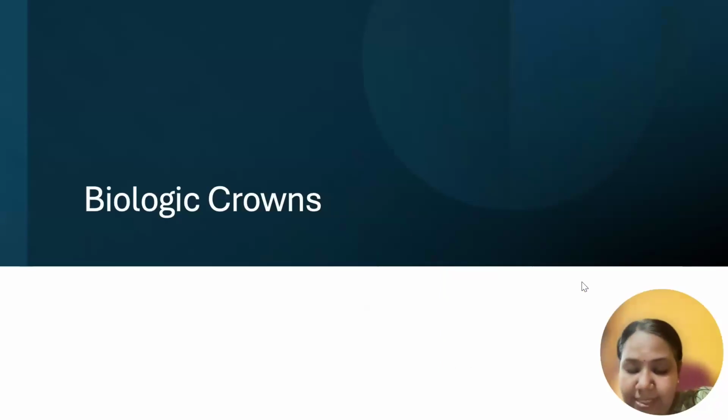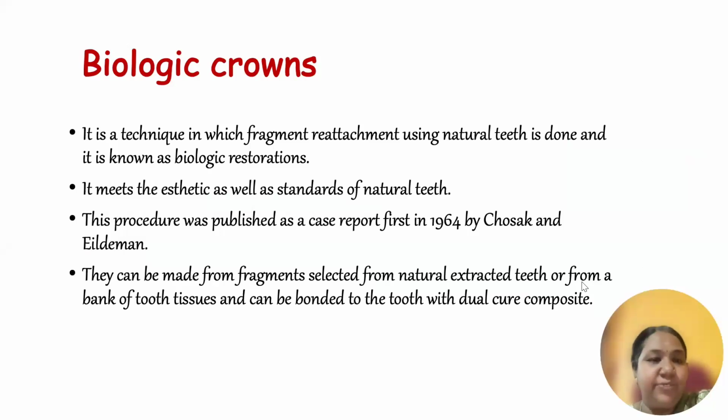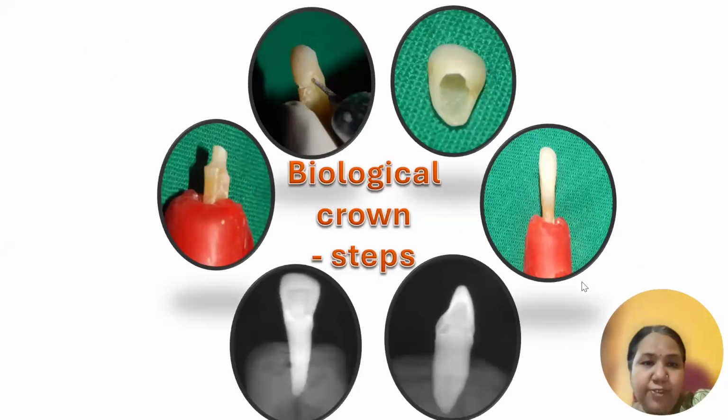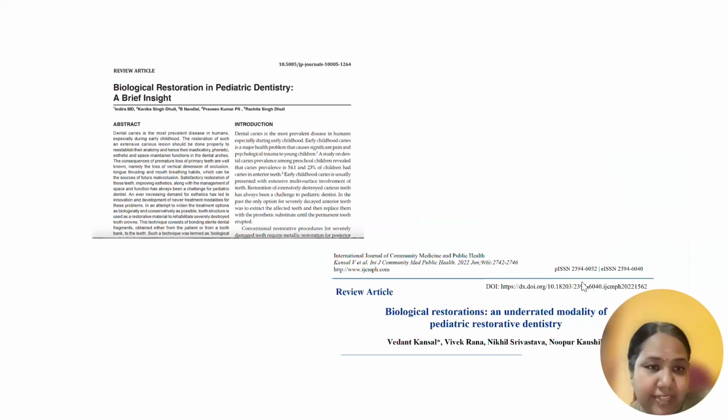And the last set of crowns that we will discuss is biologic crowns, which is basically a technique where we use fragment reattachment using natural tooth. A naturally exfoliated tooth is hollowed out, and we use this as a biologic crown. This was first published as a case report in 1964 by Chosack, and they can be made from fragments of natural teeth. So these are the steps by which a biological crown is prepared. And I urge you to go through a couple of articles on biologic restoration in pediatric dentistry when you prepare for this answer.